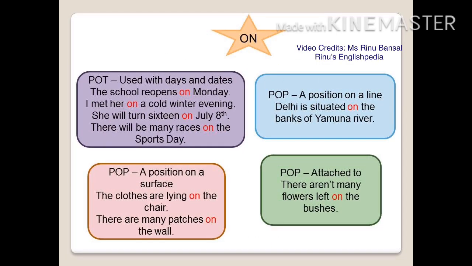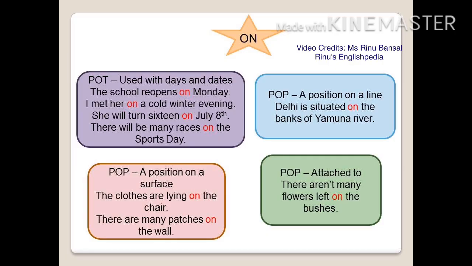The next preposition that we will be studying is on. As a preposition of time, it is used with days and dates, a particular day or a particular date. For example, the school reopens on Monday, or I met her on a cold winter evening, a particular evening when it was very cold. The next sentence is she will turn 16 on July 8th, a particular date. And finally, there will be many races on the sports day.